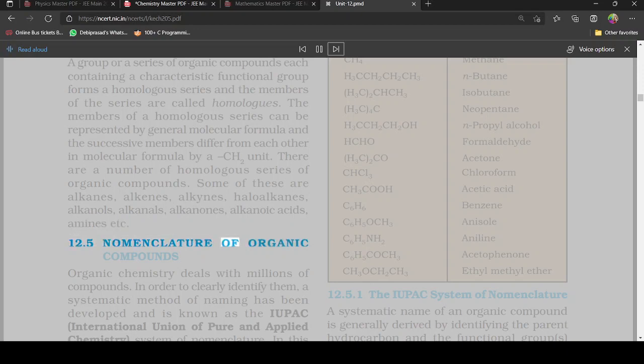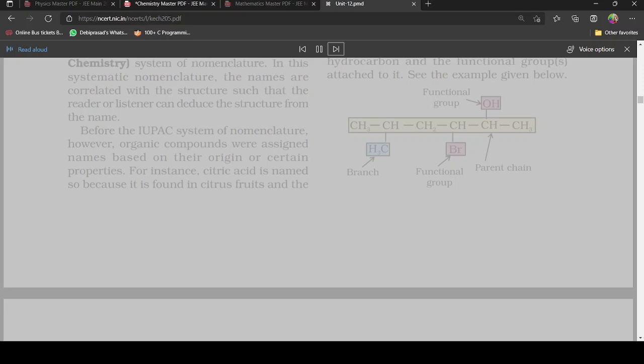12.5 Nomenclature of organic compounds. Organic chemistry deals with millions of compounds. In order to clearly identify them, a systematic method of naming has been developed and is known as the IUPAC (International Union of Pure and Applied Chemistry) System of Nomenclature. In this systematic nomenclature, the names are correlated with the structure such that the reader or listener can deduce the structure from the name.